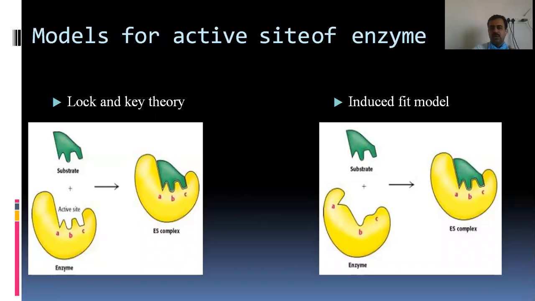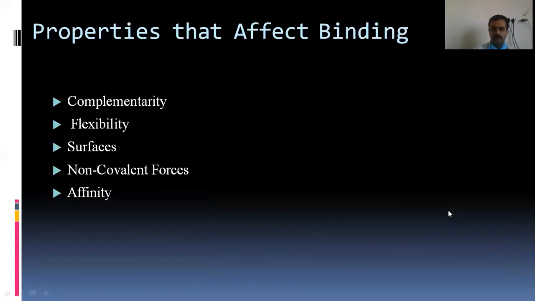The induced fit model is shown here in a diagrammatic manner. You can see the substrate, the active site of the enzyme, and the ES complex developing. If you observe the structure of the enzyme, the substrate binds here. The substrate has an orientation which is totally different, but once it binds, the enzyme develops in that way.